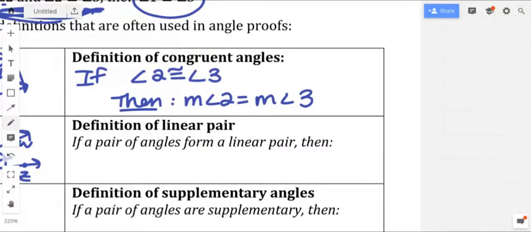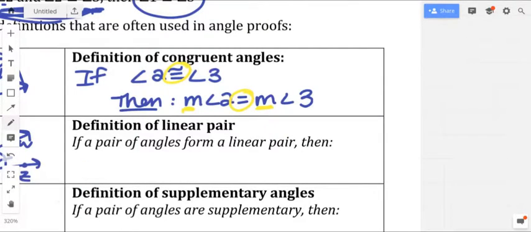Remember with this, the symbol changes: see how it was the congruent symbol and then it switched to an equal sign. Also, the M's are now here. That's what tells us it's the definition of congruent angles. You want to look for the switch in symbol and then either M's to no M's or vice versa.